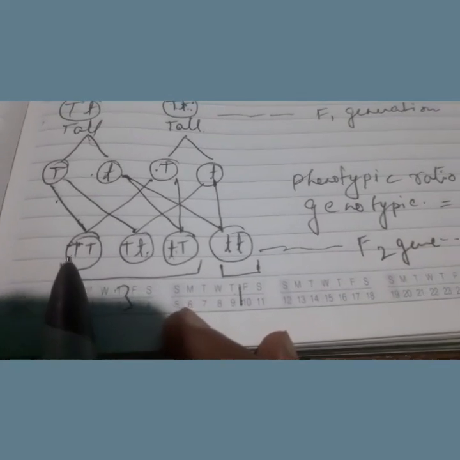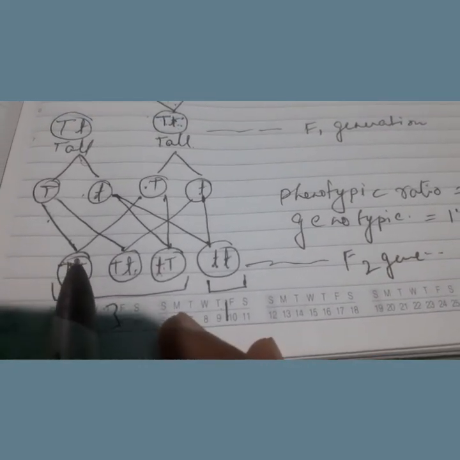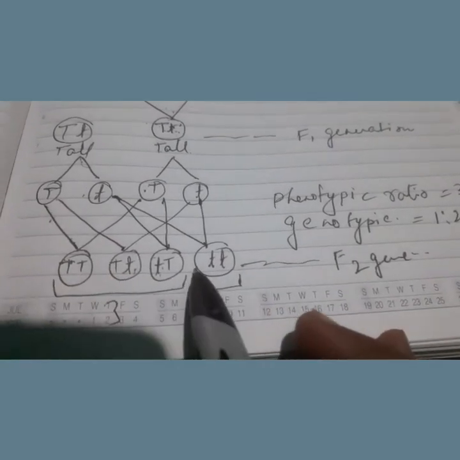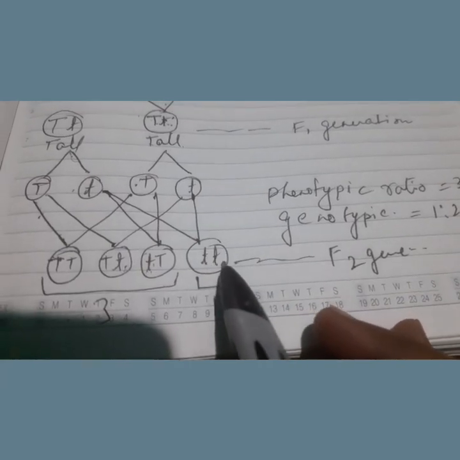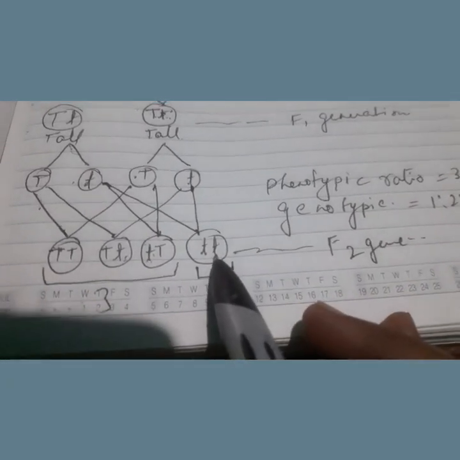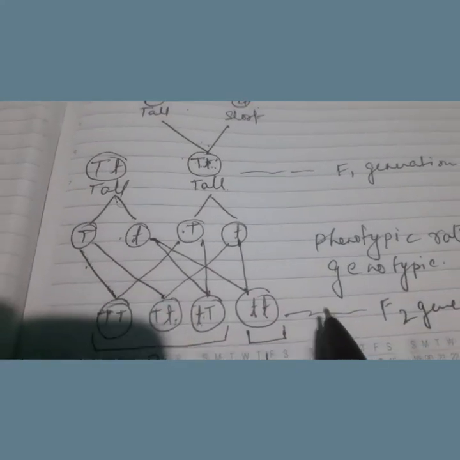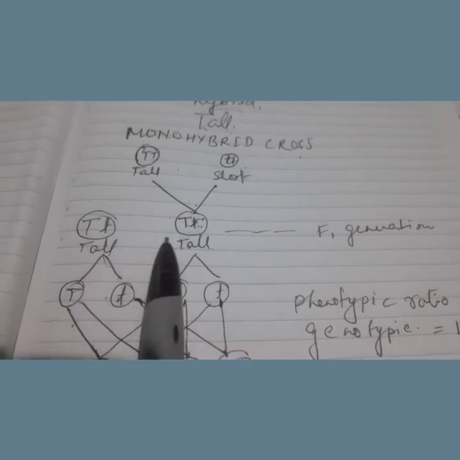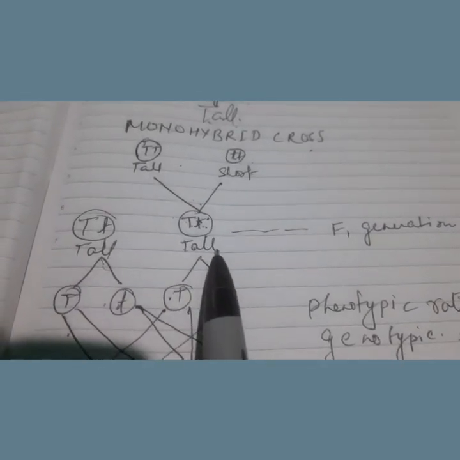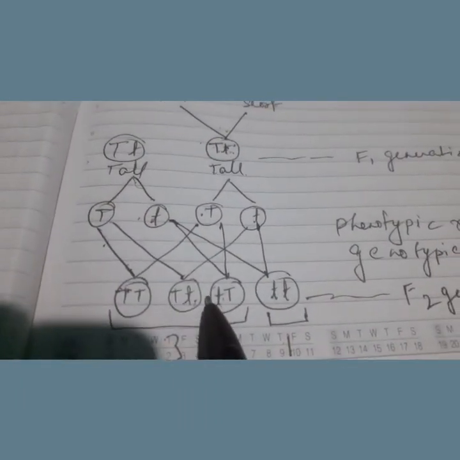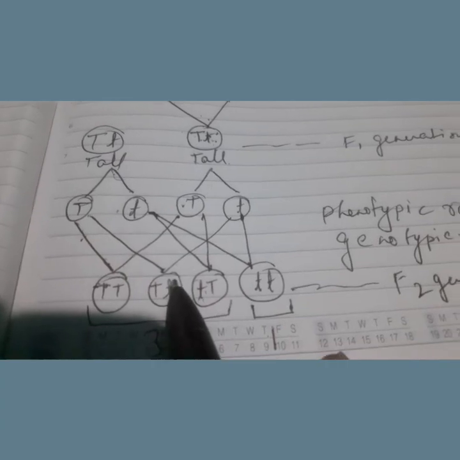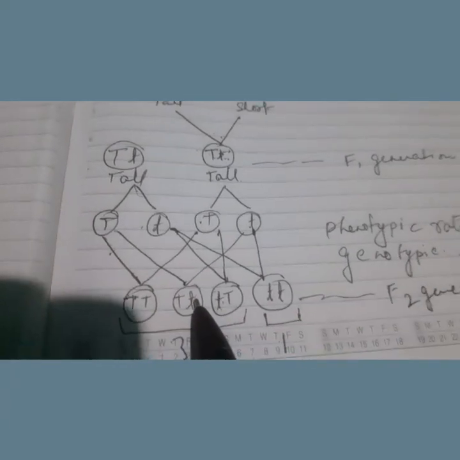How does it appear? You can see here TT is one only. Capital T, small t contains 2, and small t, small t is 1. So it is 1:2:1. This is called the genotypic ratio. And now you can understand that in the F1 generation tallness appeared, so it is the dominant character. Everywhere tallness appeared, it is the dominant character, and this is the dwarf allele, so it does not appear, so it is the recessive character.